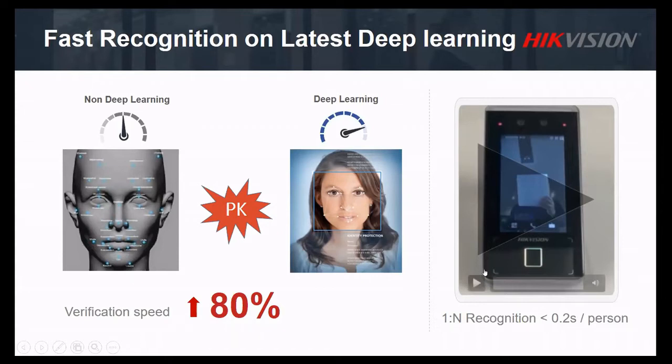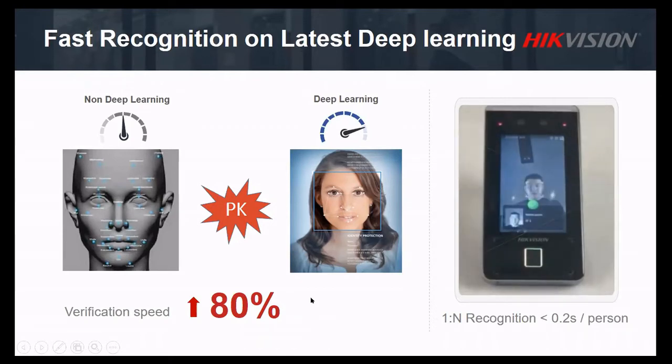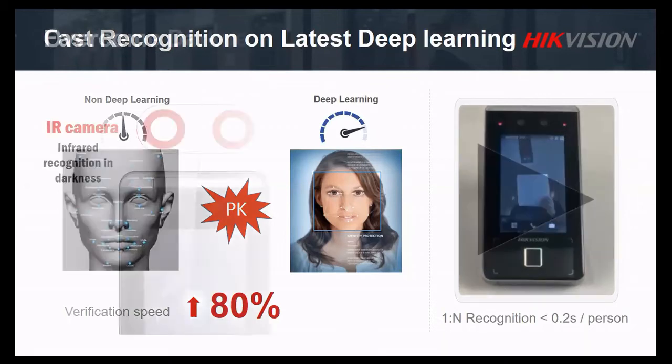Now, before I start it, you'll see that this person is standing in front of the terminal, but he's obscuring his face, just to show you how quickly it recognizes the face. So just keep that in mind. All right, so that is quite quick that it does facial recognition. And obviously the verification speed and all those kinds of things is way faster now with the deep learning technology.